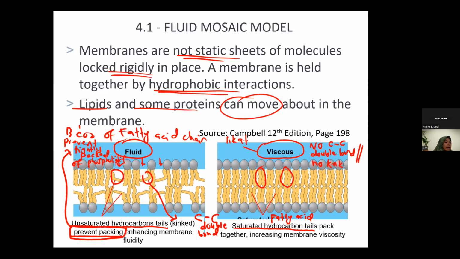No kink, K-I-N-K. Right? So if there is no kink, meaning that there is no carbon to carbon double bond. So what happened? You can see the molecule is tightly packed together. That's why the membrane becomes viscous. Okay, right. Okay, boleh? Any question? Kindly ask. Okay. Tak ada.